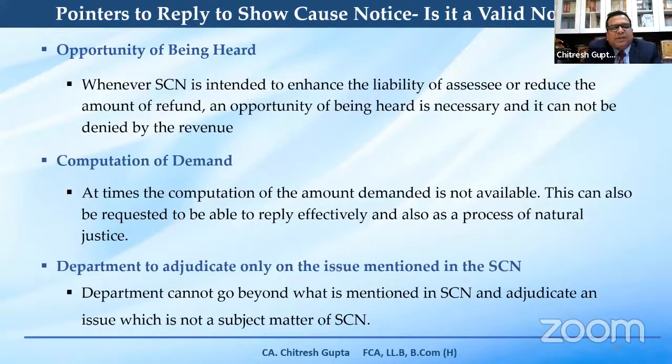The another is department to adjudicate only on the issues mentioned in the SCN. So friend, this is a very, very important issue, that the department can only adjudicate on the issues which they have mentioned in the SCN. Suppose they have issued the SCN containing 2 issues. Now the third issue also comes up, and the department wants to adjudicate on the third issue also. No, sir, the department cannot adjudicate on the third issue because that issue has not been contained in the SCN, and it is not a matter of SCN. So it is very important that if we have received the show cause notice on 4 points, then the department only concentrates on the 4 points and adjudicates on the 4 points only.